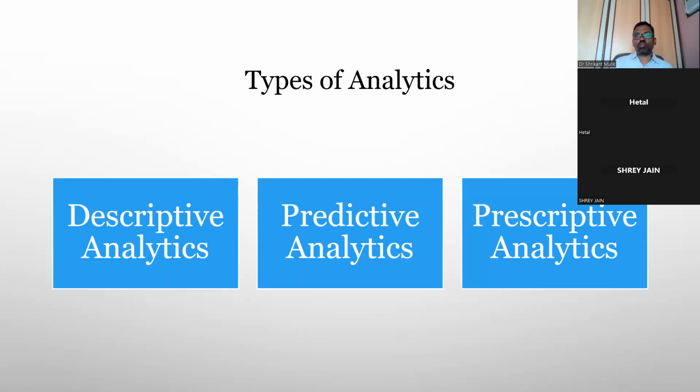Now, if you look at types of analytics, there are three types. First is called descriptive, second is called predictive, and third is called prescriptive. So how do companies go about choosing analytics? They typically start with descriptive, then go for predictive, then go for prescriptive.